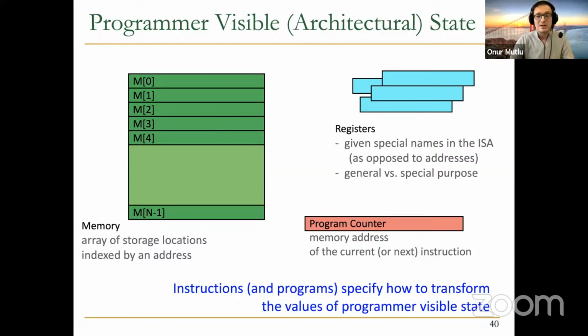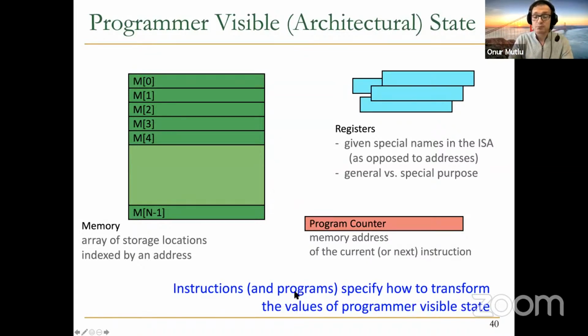Essentially, what we have discussed, what the instructions can operate on, are all programmer visible. So the memory, for example, is programmer visible. This is an array of storage locations indexed by an address, and you have a programmer visible memory space. Registers are programmer visible. And these are given special names in the ISA, as we saw, general purpose versus special purpose. And the program counter, the memory address of the next or current instruction, depending on when you look at it, as we will see also, is programmer visible.